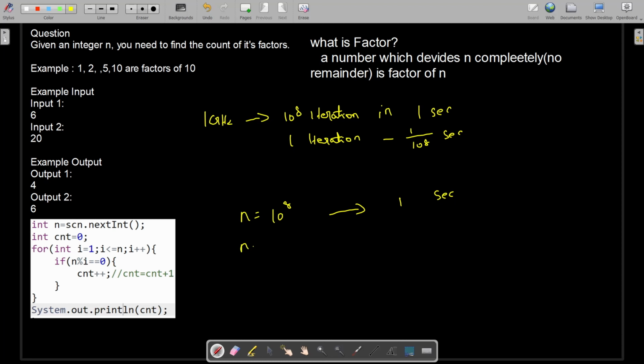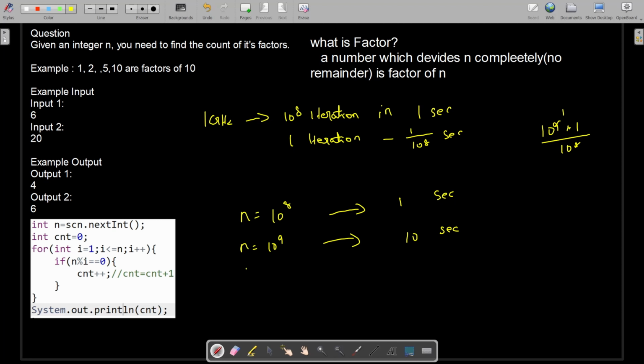Now I increment my n to 10 power 9. Then how much time will it take? Let's take 1 iteration as 1 by 10 power 8 seconds. What will 10 power 9 iterations take? 10 power 9 into 1 divided by 10 power 8, which is 10 power 1, so 10 seconds. Just because I am adding one extra power, from 10 power 8 to 10 power 9, it will take 10 seconds.